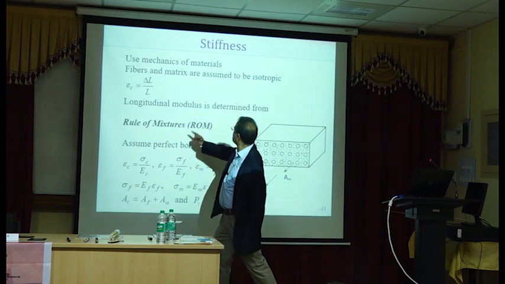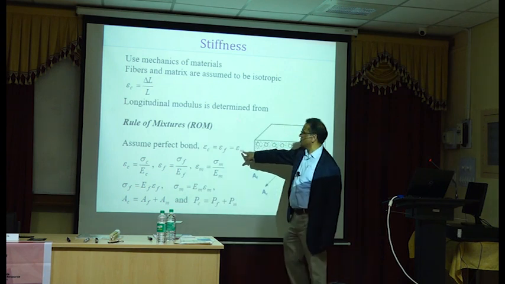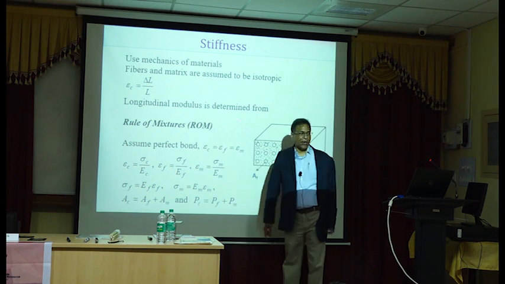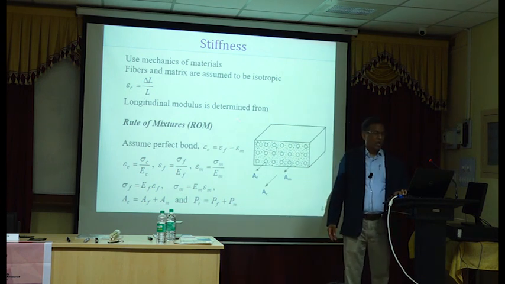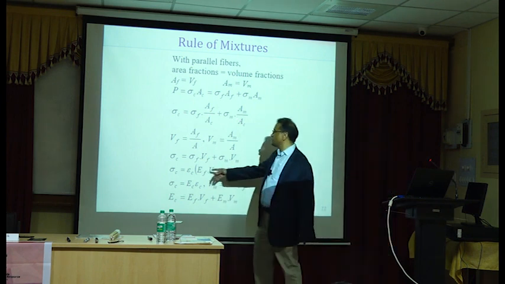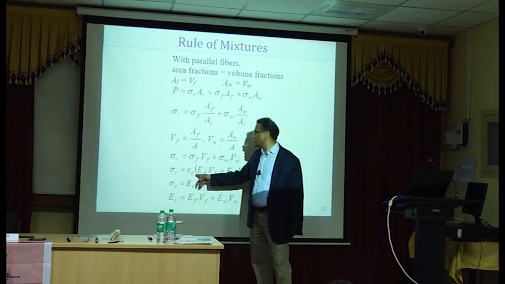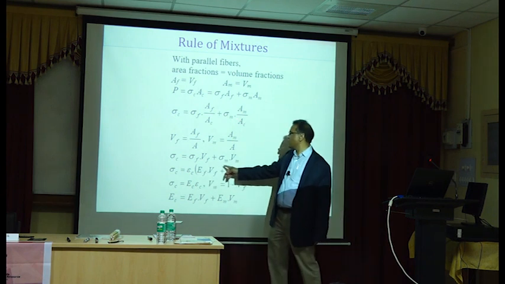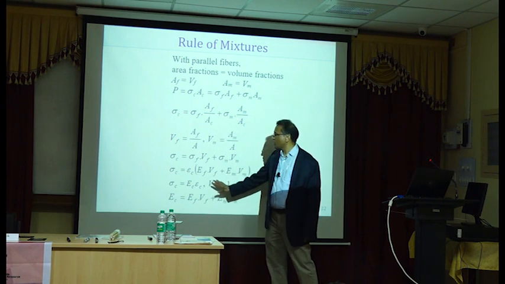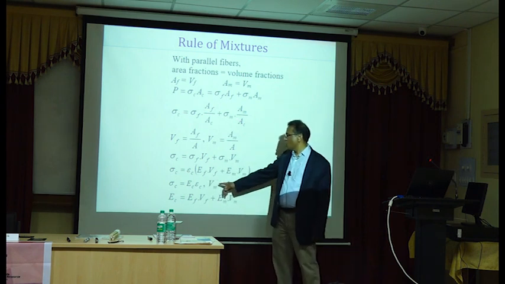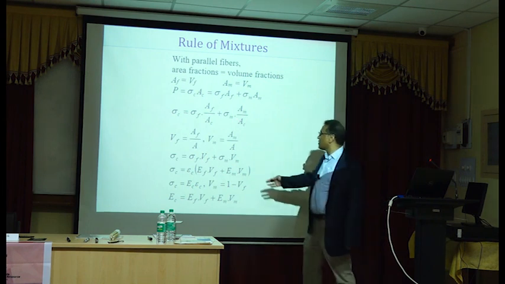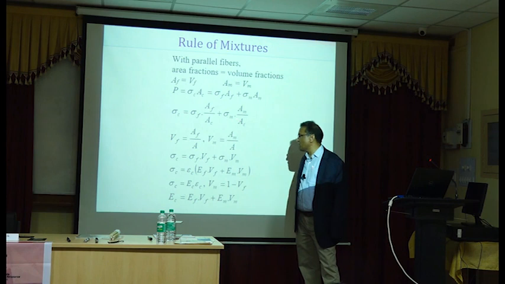Okay? So, with perfect bond, remember we said epsilon C equals epsilon F equals epsilon M. Therefore, all these three strains are the same. With that assumption, we have sigma C equals epsilon C times EF VF plus EM VM. So again, you do a little bit of rearrangement of terms. VM plus VF equals 1, and that will give you VM equals 1 minus VF.